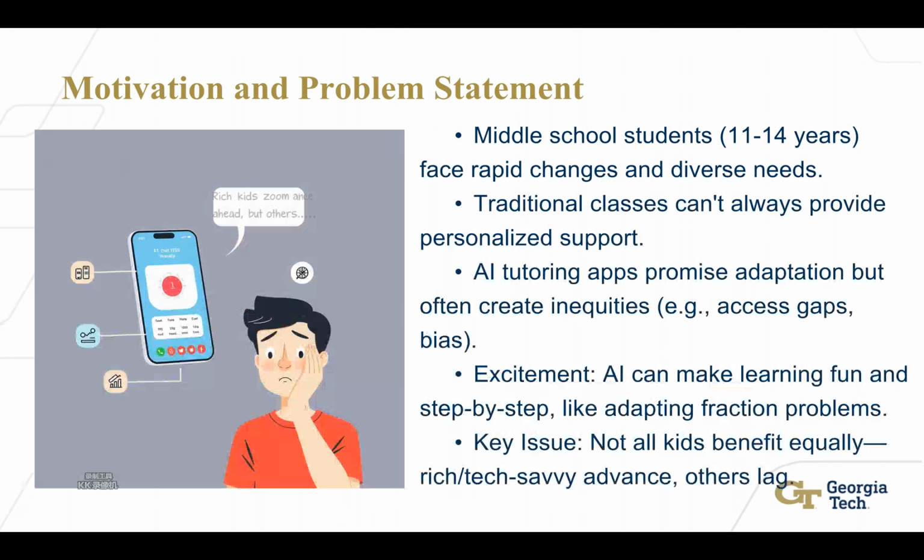Motivation and problem statement. Let's start with why I chose this topic. Middle school students between 11 and 14 years old face big changes, both emotionally and academically, but classrooms are often too large or too general to meet each student's needs. AI tutoring apps can help. They can adjust content to fit students, offer feedback, and make learning more engaging. However, not all students benefit the same.